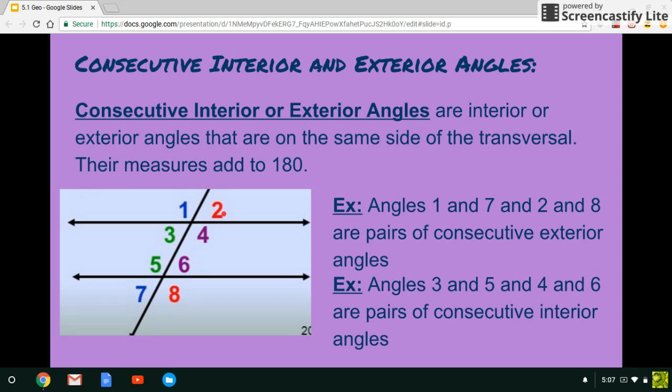And then we also have consecutive interior angles. So we have angles 3 and 5, the green ones. They're both interior, but they're also both on the same side of the transversal. And then we have the same thing for 4 and 6, the purple ones. They are also interior and on the same side of the transversal, so they are also consecutive interior angles. So we have consecutive interior and we have consecutive exterior.